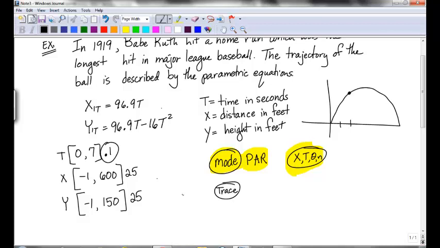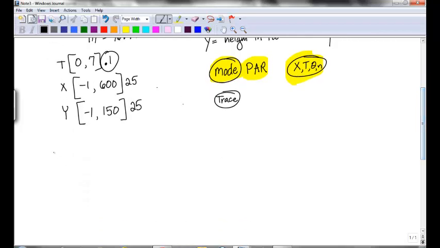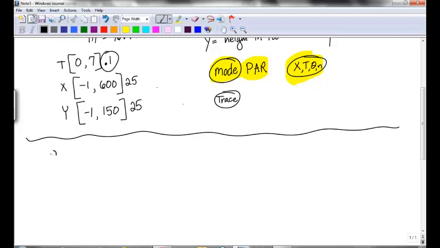So if you need to slow down your graph, you can change the t step. If you need to speed it up, you can do that too. Okay, let's do one with golf now. We did baseball.